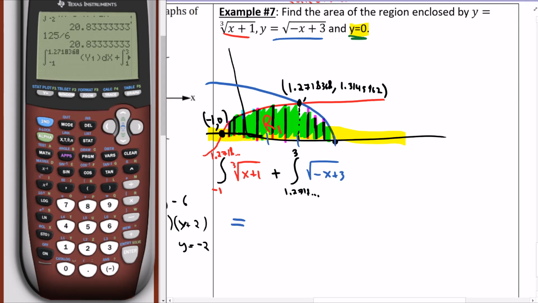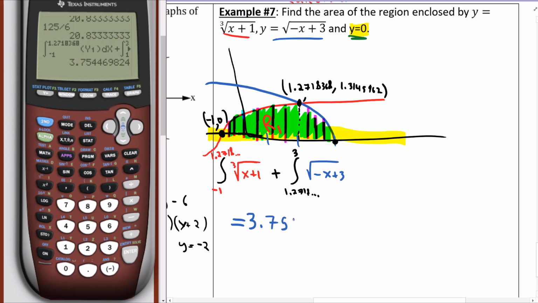Since our functions are in terms of x, they're both dx, and we're going to get the area, it's taking a little while, 3.75. When you do the final answer, you only need 3 decimal places, right? So there's one way of doing it. Let me show you another way of doing it. Let me erase some of this stuff so it's not so messy up here.